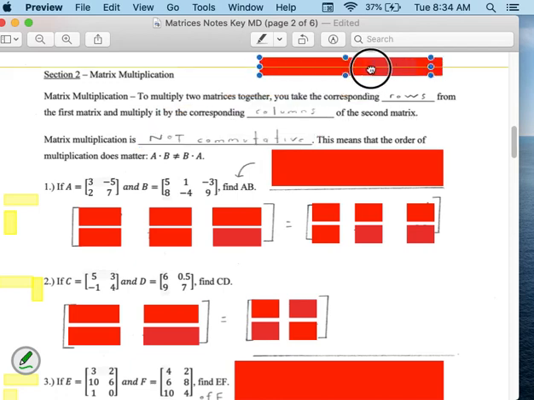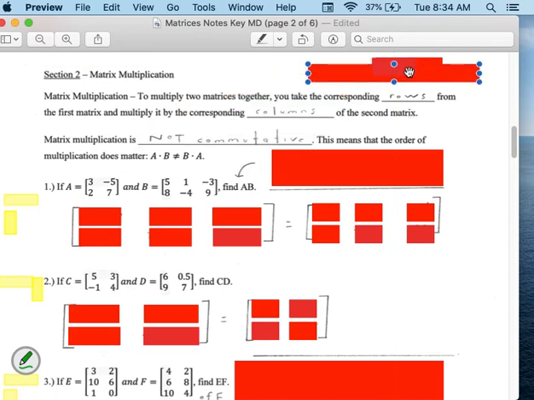Matrix multiplication is not commutative. That's what I was just explaining. Addition, like A plus B, is the same as B plus A. In multiplication the order matters. You cannot reverse the order. It is not going to get you the same result. And after we do a few examples, you're going to see why. So let's go ahead and look at example number 1.